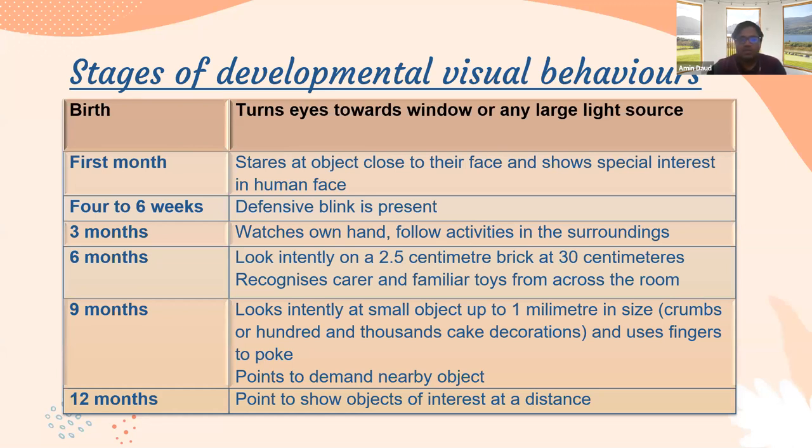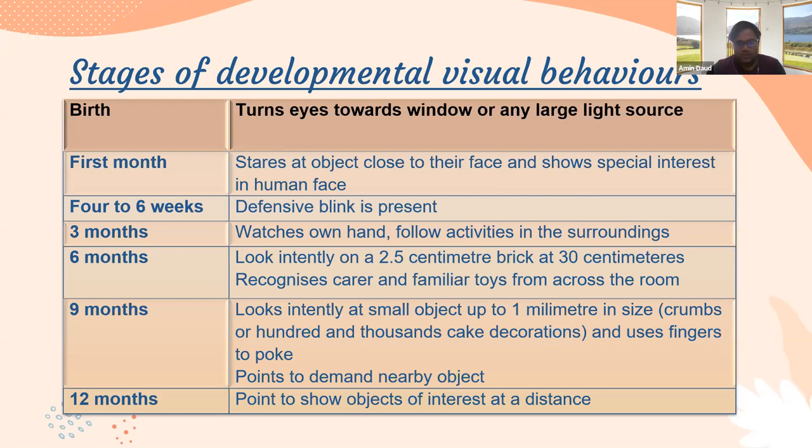First is birth. At birth, we expect the baby to turn their eyes towards a window or any large light source, because they have very blurry vision, however they can focus on a large light source. In the first month, they are usually able to stare at objects close to their face or show special interest in the human face, usually interacting with the mother's face or a close relative.